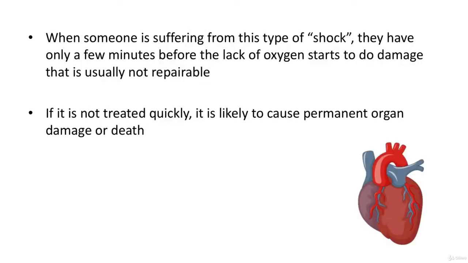This can also occur when the nervous system is damaged. When someone is suffering from this type of shock, regardless of the cause, it means not enough oxygen is reaching their vital organs. They only have a few minutes before the lack of oxygen starts to do damage that is usually not repairable. If it's not treated quickly, it's likely to cause permanent organ damage or death. If you know or think a person is in shock, call an ambulance so they can get treatment quickly. Do not delay with calling for help or try to transport them yourself unless there is no other option.